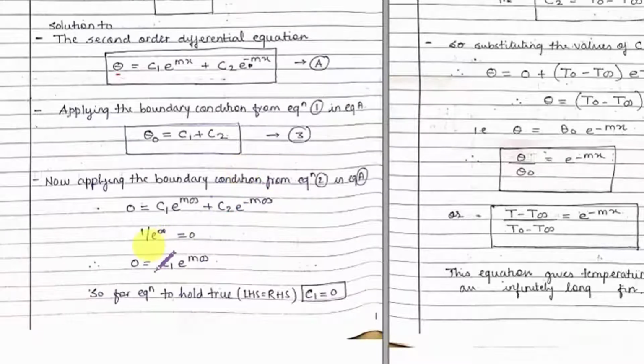So what am I left with? I am left with this equation: 0 is equal to C1 e to the power m x. Now for this equation to hold true, C1 should also be equal to 0, then only the left hand side and the right hand side will match. If C1 is equal to 0, then only you will get LHS equal to RHS. So from this logic, C1 must be equal to 0.